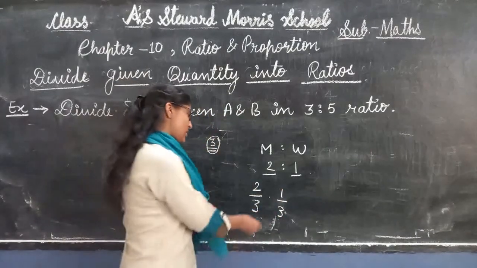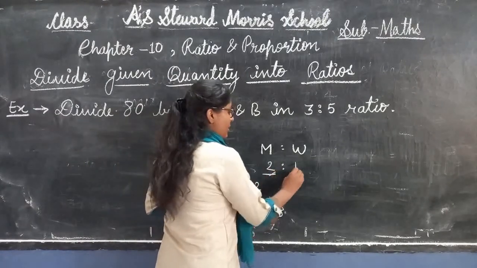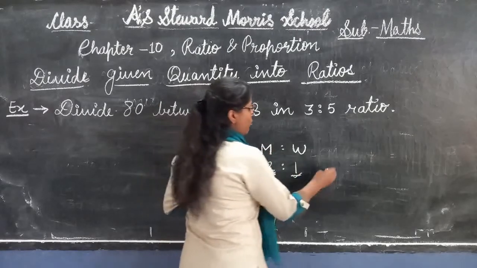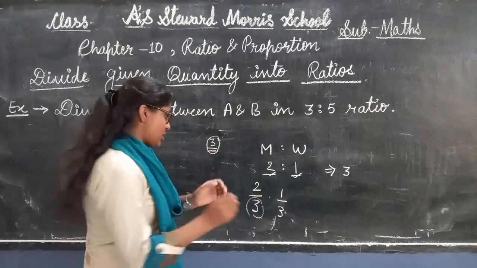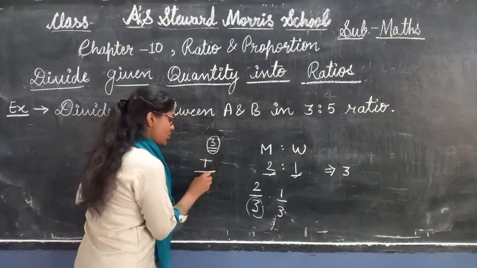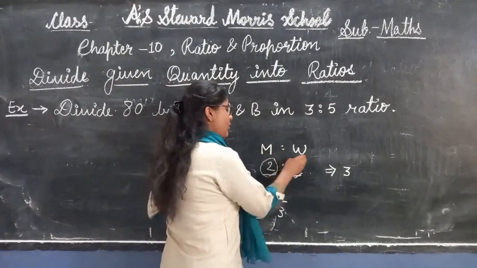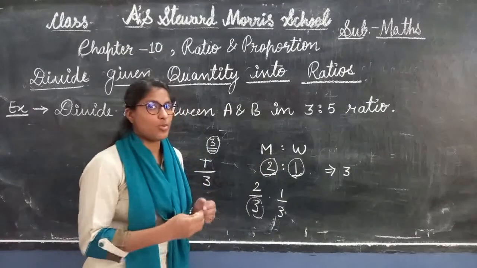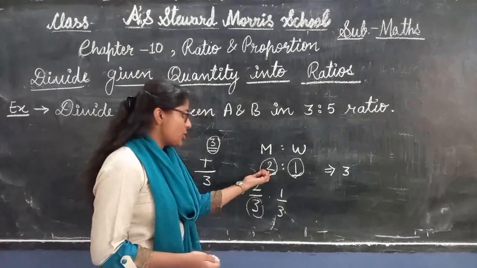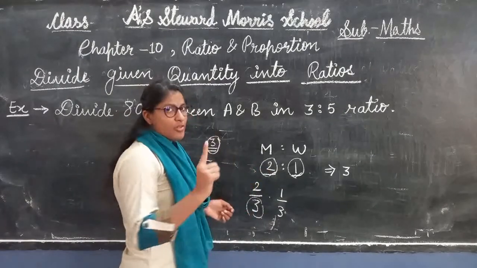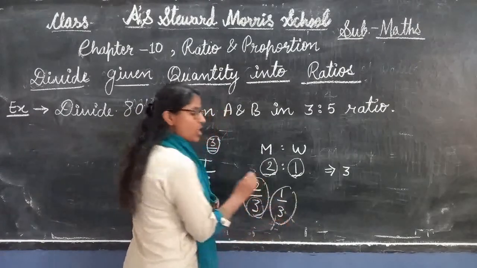Now how is this 3 coming? Let's see. 2 parts is milk and 1 part is water. It means the total is 3. Whatever tea you have, that tea is divided into 3 parts, because we want 2 parts of milk and 1 part of water. So the total is 3 parts, and you can speak the 2 portion as 2/3. In 1 cup of tea, 2/3 portion of milk and 1/3 portion of water is there.